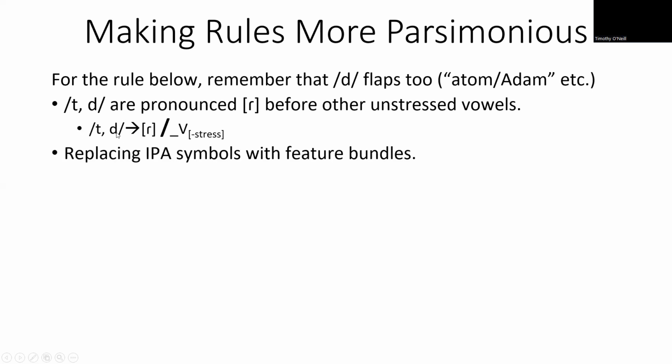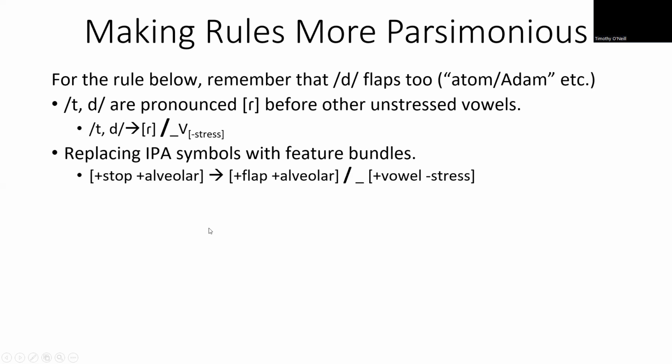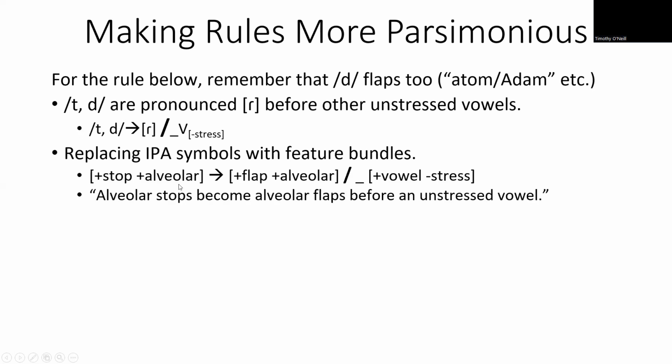But remember, IPA symbols are just a handy writing mechanism. They aren't a real thing phonologically. So we have to say plus stop plus alveolar becomes plus flap plus alveolar, or in a sentence format, alveolar stops become alveolar flaps before an unstressed vowel. I hope you can see, even before I tell you, the redundancy here that's similar to last time.